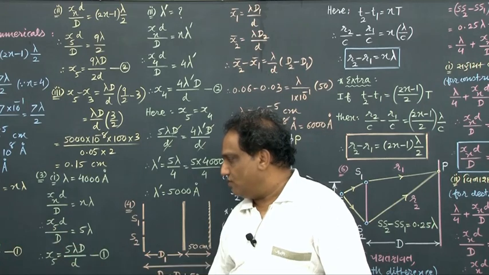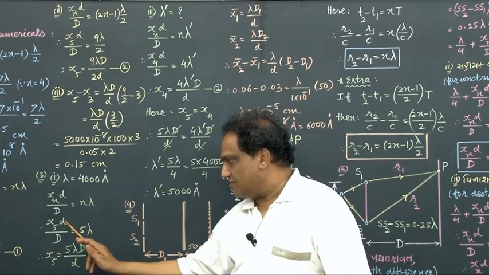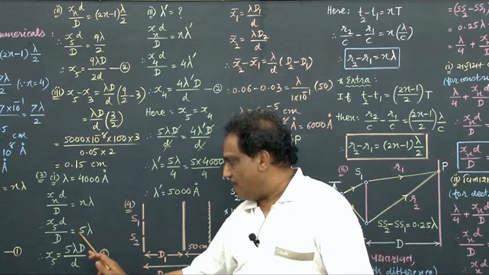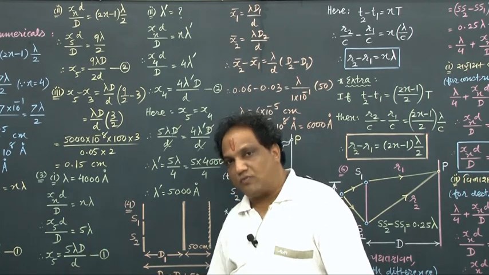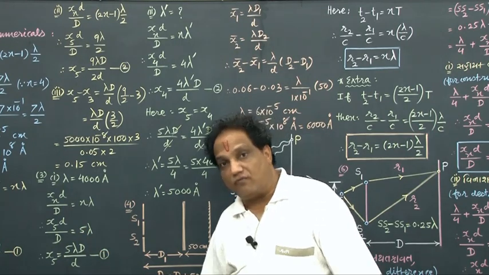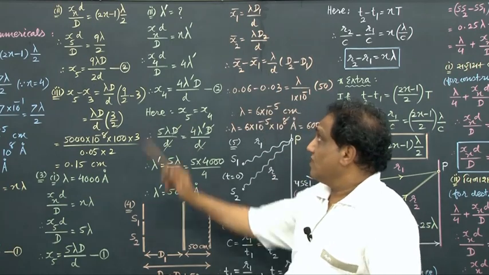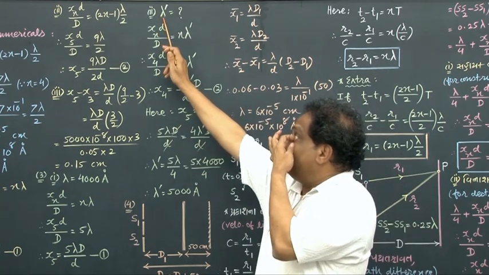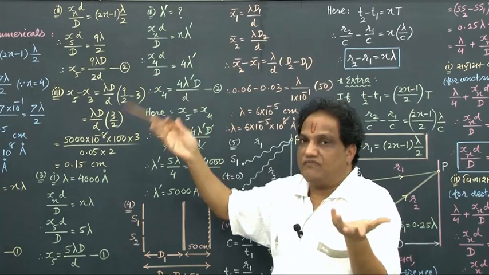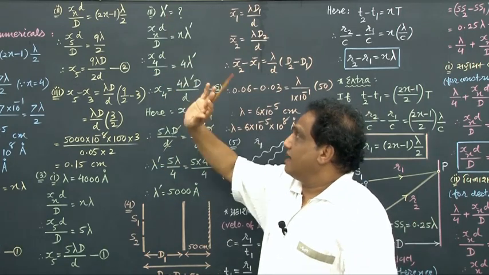Now find out x5: transfer this capital D here, and transfer this small d to the denominator. So x5 equals 5 lambda D upon d. Give it equation number 1. And now we are given some unknown light for which the wavelength is not known to us. We have to find it out, let it be lambda dash.